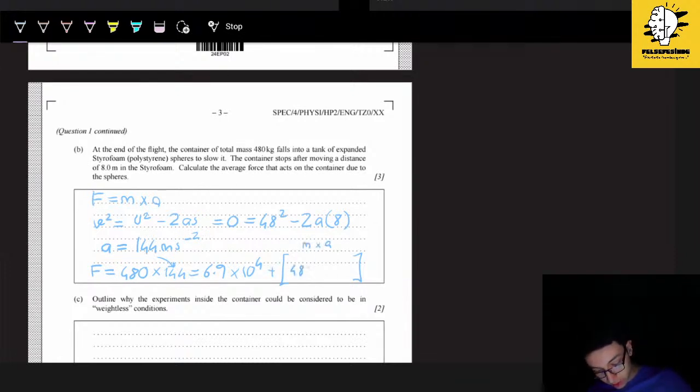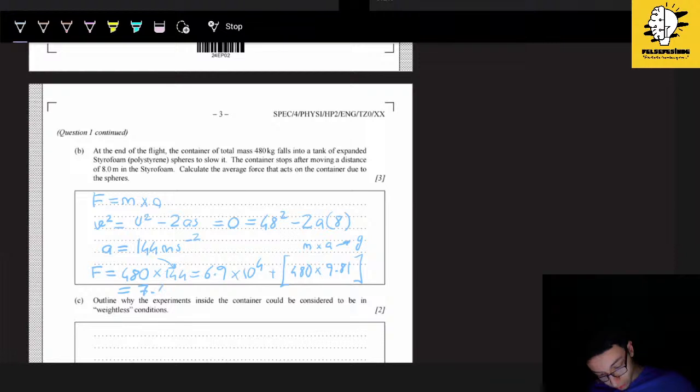Mass is 480 kilograms, and acceleration is in fact gravitational acceleration, which is 9.81. Therefore, we will have the sum of those two forces, which will give us a result like 7.4 times 10 to the power 4 newtons. So this is the average force. The thing we did is that we calculated the acceleration by using the data booklet, then added the force due to the acceleration of the container on its own, and the sum gave us an average force.